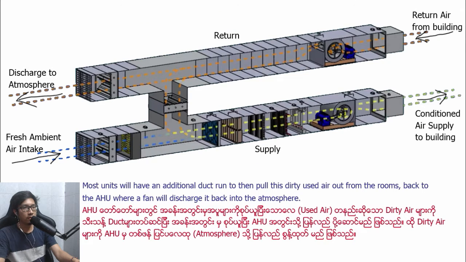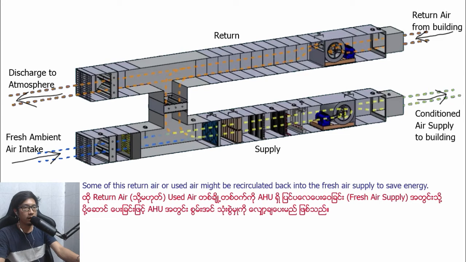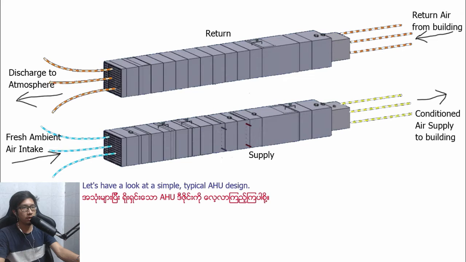Most units will have an additional duct to pull this dirty used air out from the room back to the AHU, where a fan will discharge it back into the atmosphere. Some of this return air or used air might be recirculated back into the fresh air supply to save energy. Let's have a look at a simple typical AHU design.